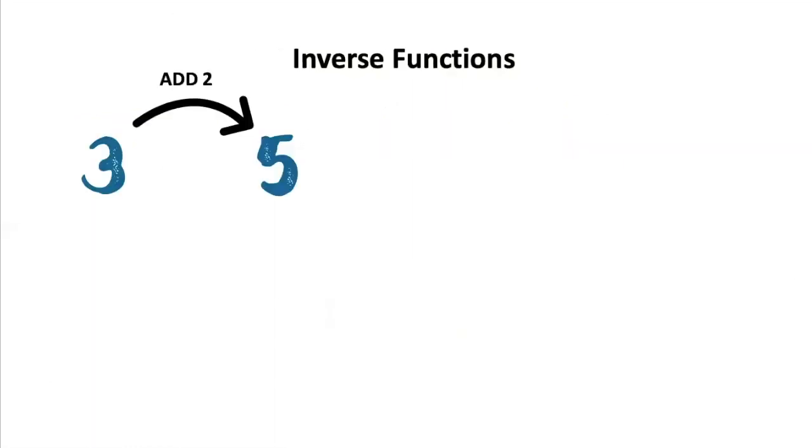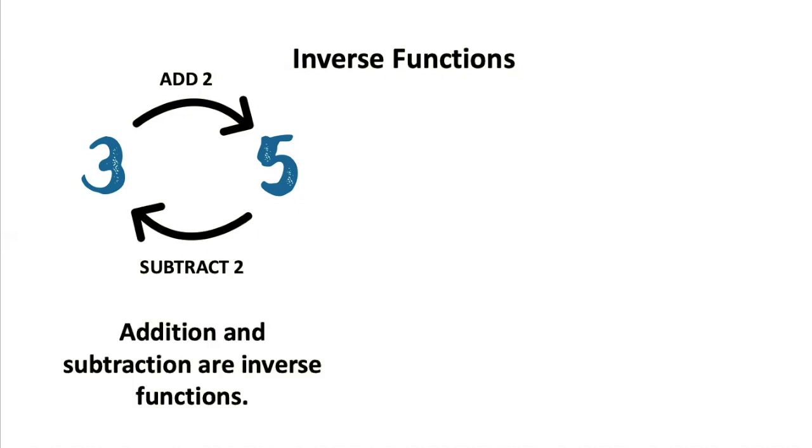Now we're ready to talk about inverse functions. Let's use some basic ones you're already familiar with. If I have the number 3 and I add 2 to it, I get 5. If I want to undo that, what would I do? I'd subtract 2, right? Subtracting 2 undoes adding 2, and that's because addition and subtraction are inverse functions.